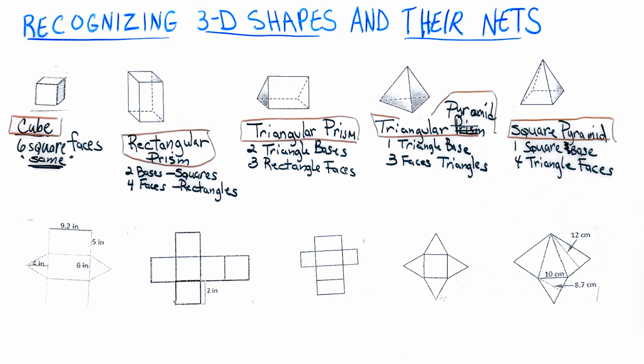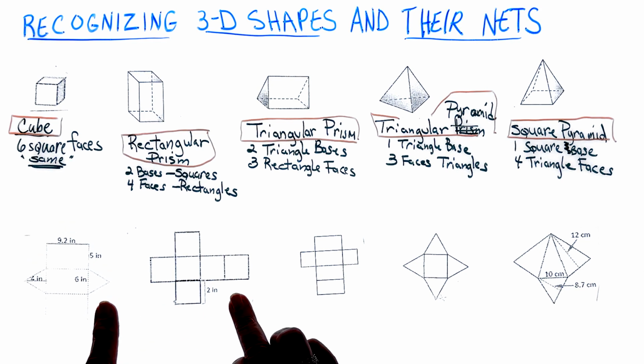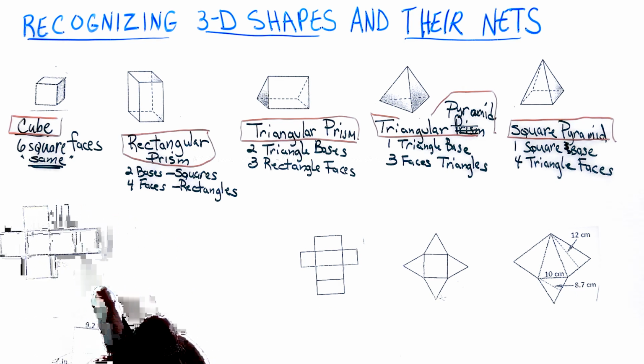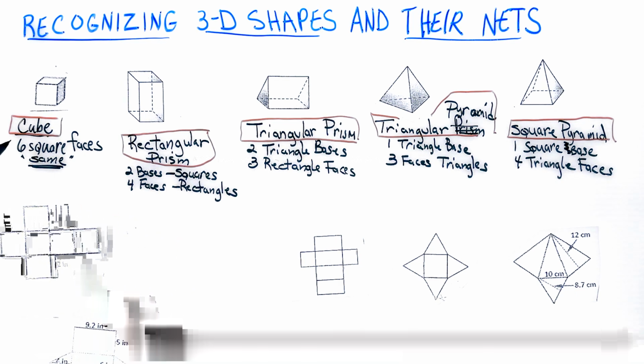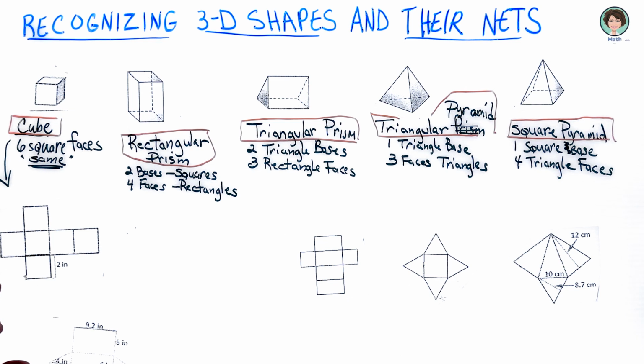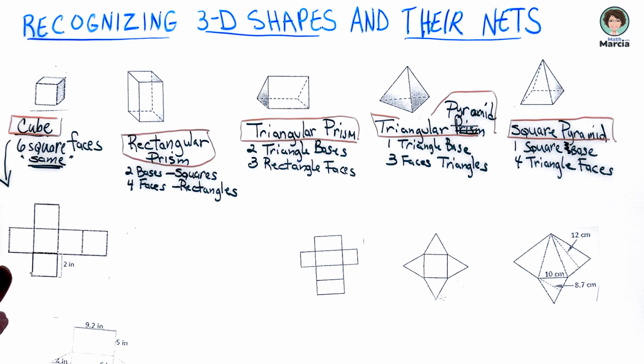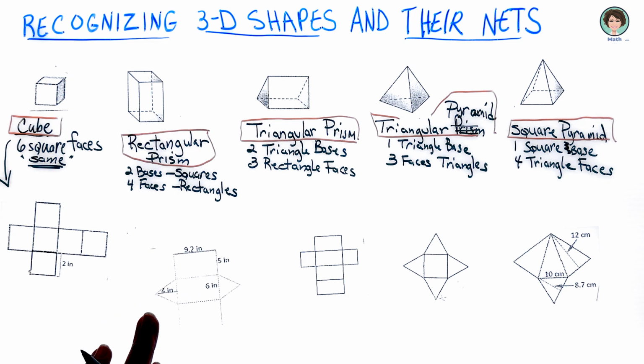Okay, now we're going to go ahead and match their nets. So we said that we're looking for the cube, 6 square faces that are the same. And I'm going here and I see that these look like squares. So I am going to move this right underneath that. So this would be the net for the cube. Moving this up so that you can see it.